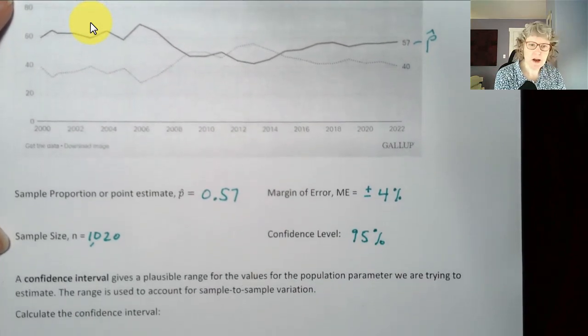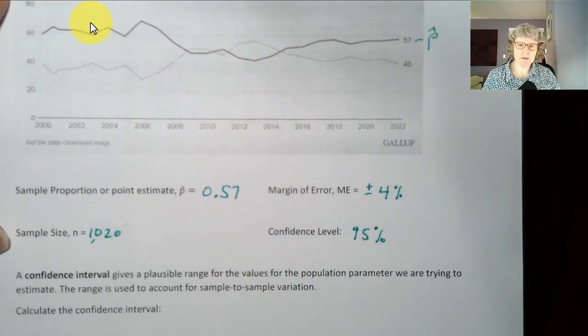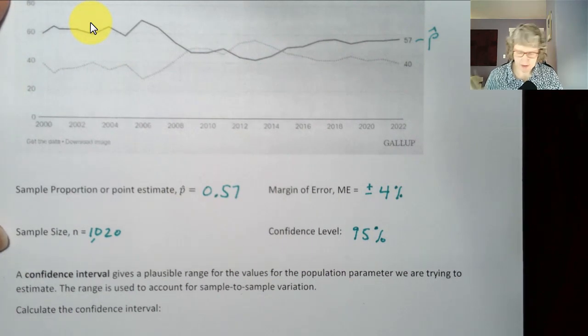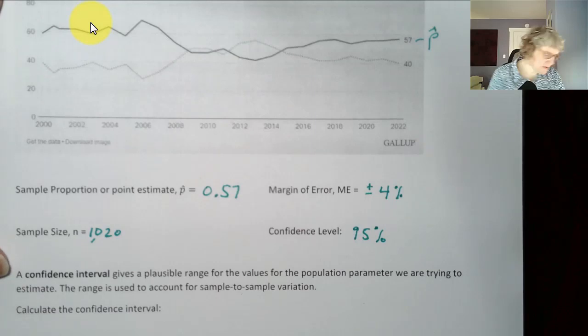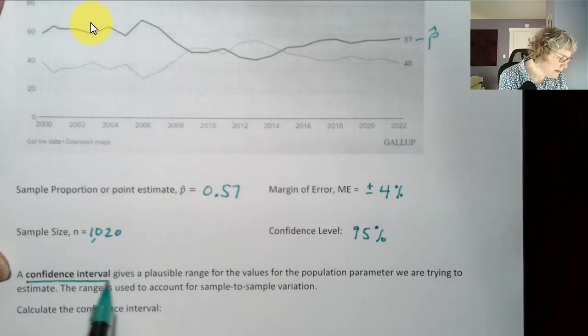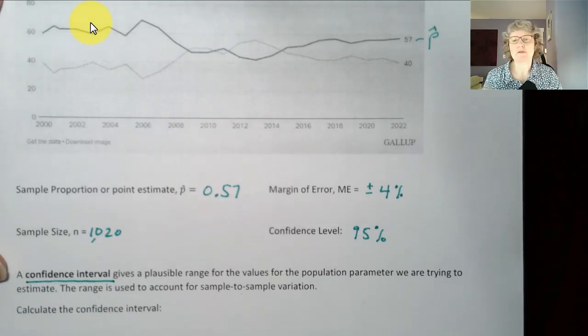Now let's talk about what all these things are, not quite so much detail yet, but I'm going to show you how we're going to calculate confidence intervals. Then I'll explain everything in detail in the next video. A confidence interval gives a plausible range for values of the parameter that we're trying to estimate. Here we're doing a proportion, but we could also do a mean or difference of proportions or difference of means.